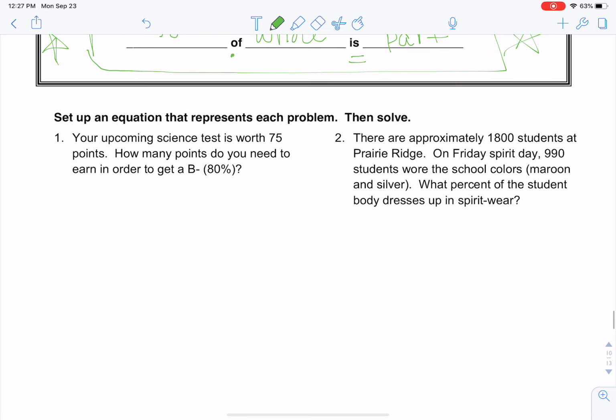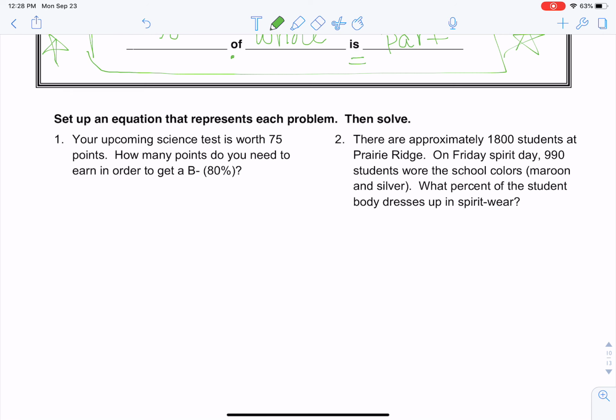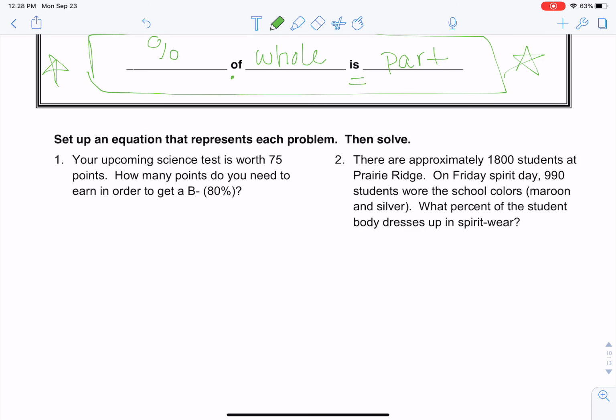All right, so I've got an actual word problem here. I'm going to keep this equation in mind. I'm going to be looking for a percent, a whole amount, and a part. One of those things is going to be missing. I'm just not sure which is which. Your upcoming science test is worth 75 points. How many points do you need to earn to get an 80%?